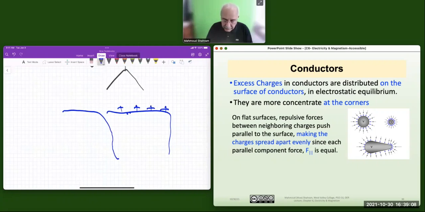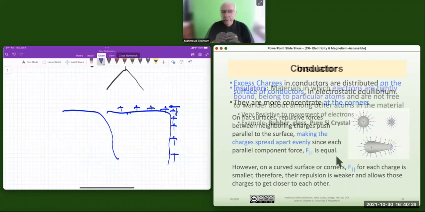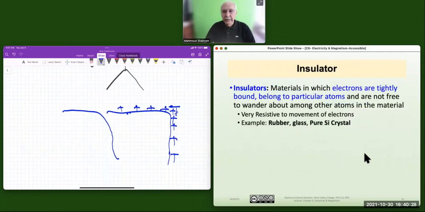They accumulate more on the corner because there is not much force from this side pushing that charge away, or from this side pushing this charge away. And therefore you have more accumulation of charges on the sharp corners or sharp bends. The repulsion on the corners is weaker, therefore allowing the charges to accumulate more on the sharp corners. Now, let's talk about insulators.